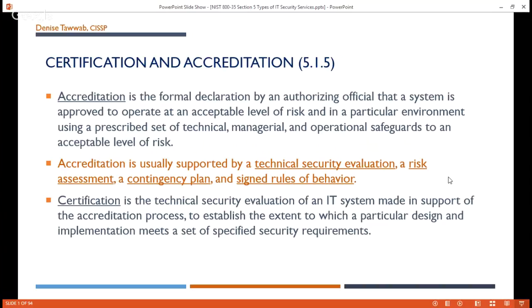Did I say planned? A contingency plan. Then certification is the technical security evaluation of an IT system that's made in support of the accreditation process to establish the extent to which a particular design and implementation meets a set of specified security requirements. So here are our security requirements. Does the technical stuff that we put in place meet those requirements? That's certification.